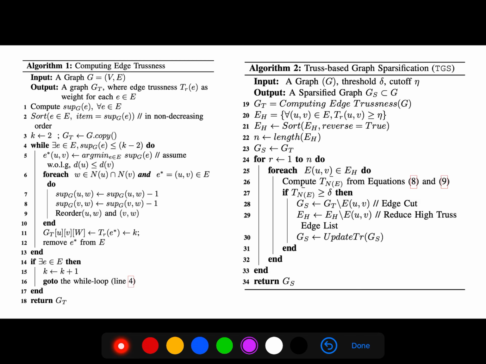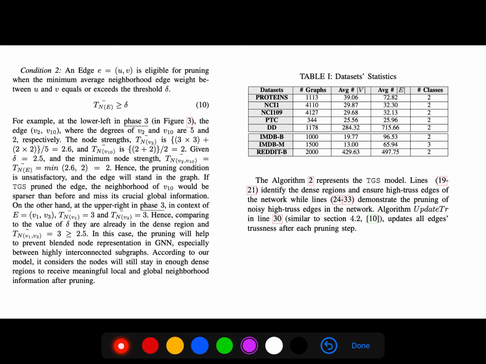And finally, after removing the edges and going through this loop again, we have the output, which is a graph where the edge trussness is T for each edge. So we get the truss graph. And then after that we do sparsification, edge-guided, reducing the high truss edges. So very algorithmic.